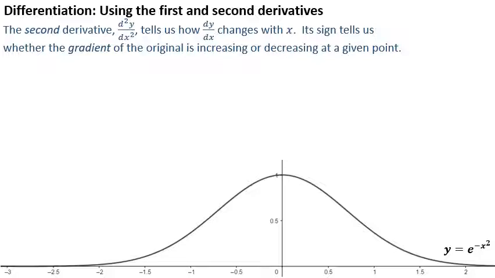And on this graph, you need to look quite carefully to identify which bits of the graph have a positive second derivative and which bits have a negative second derivative. It's not about whether you're going up or going down. It's about how the gradient of the slope is changing.